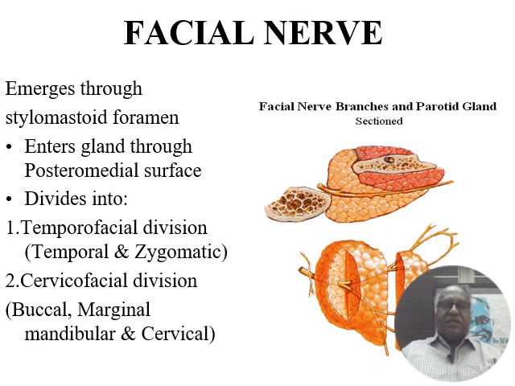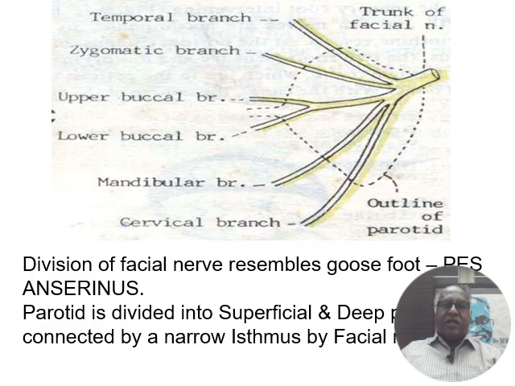Now coming to the facial nerve, it emerges through the stylomastoid foramen, that is the point of exit from the skull. It enters the gland through the posteromedial surface and divides into two divisions, the temporofacial division and the cervicofacial division. From the temporofacial division, two branches are there, temporal and zygomatic. From the cervicofacial division, the buccal branch, marginal mandibular and cervical. The other three branches are coming from the cervicofacial division.